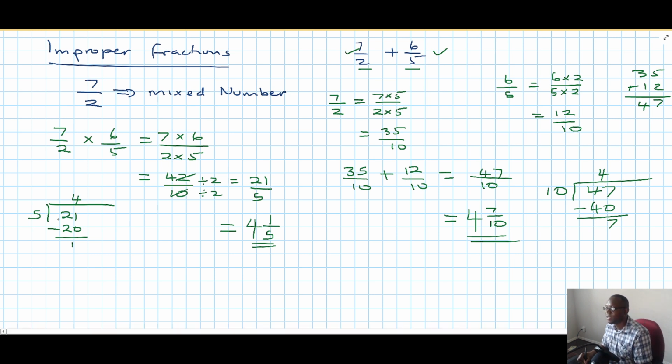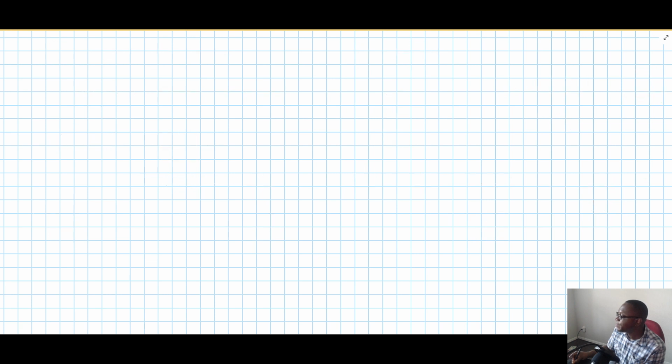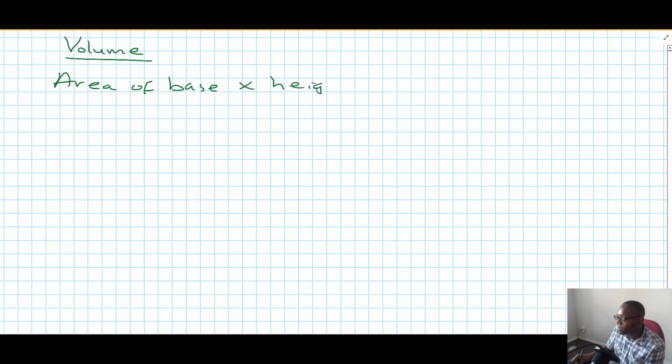Okay, let's go ahead and do that. I hope I answered the question on improper fractions. So let's go ahead and look at the volume of a cylinder. So here with volume, let me just give a general overview of volume. Volume actually is area of a base multiplied by the height.